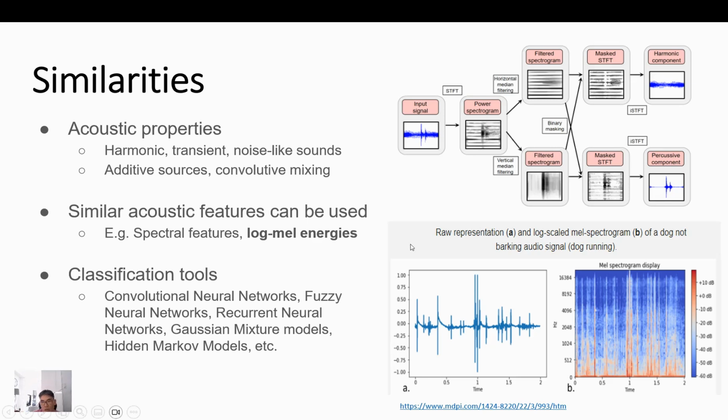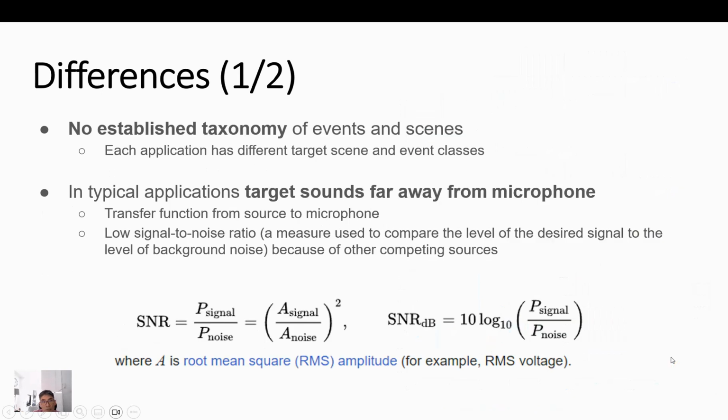Okay, these are some very typical wave files that we see in the time domain, and on the right is the frequency domain. And the density of this determines the level of dB in this spectrogram. So the difference is that there's no established taxonomy of events and scenes. It's not as common as compared to music and speech.